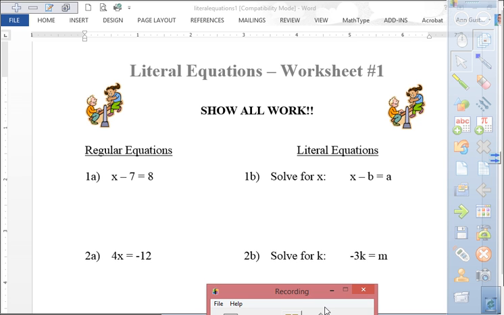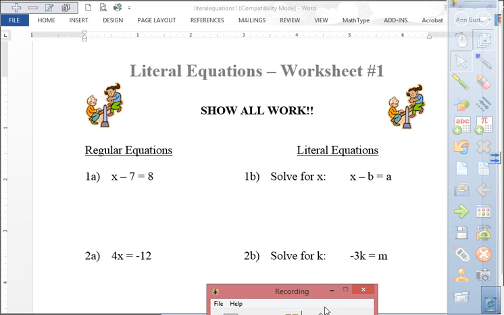Hi, this is Literal Equations worksheet number 1. To complete this assignment today, we're going to go through some of these together. All work needs to be shown, and at the end of the worksheet you will hand this in. You will receive full credit if your work is shown and your answers are correct.